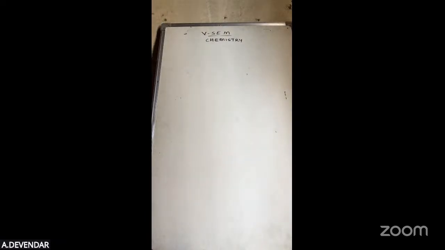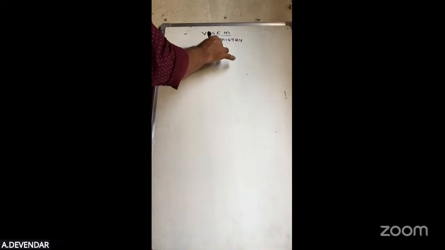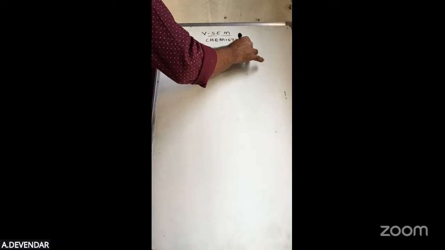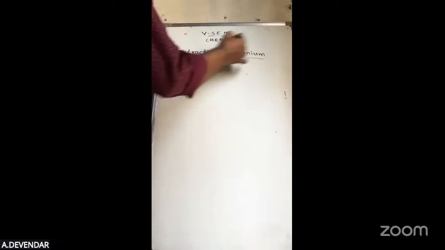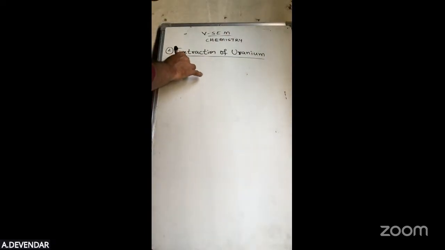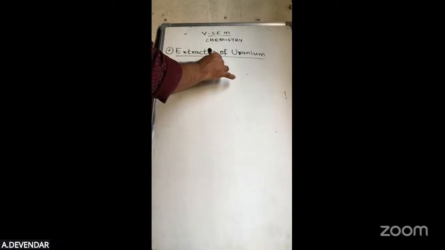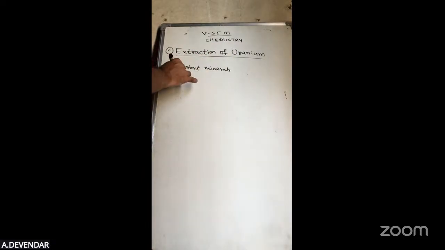Next we are going to the extraction of uranium. Now we are discussing the extraction of uranium. So here the important minerals are, number one, pitchblende.